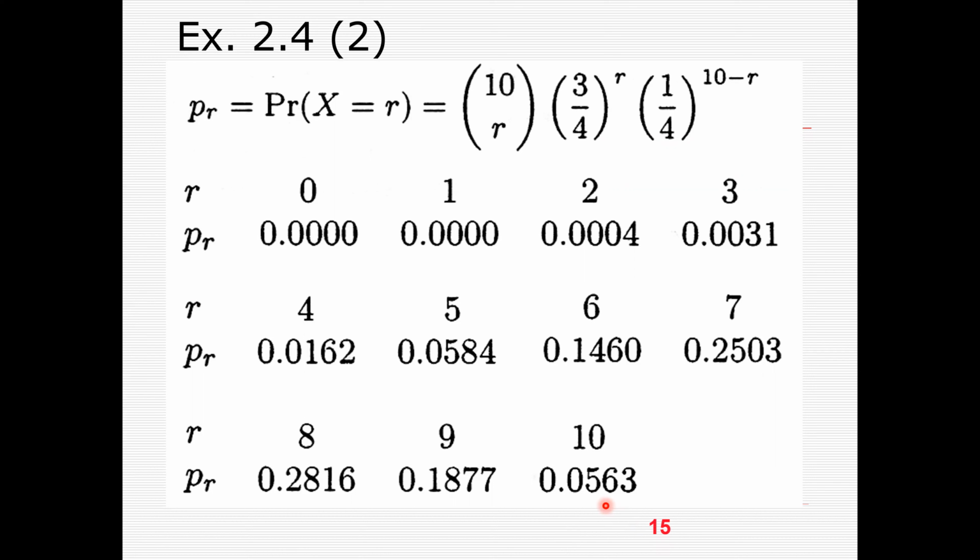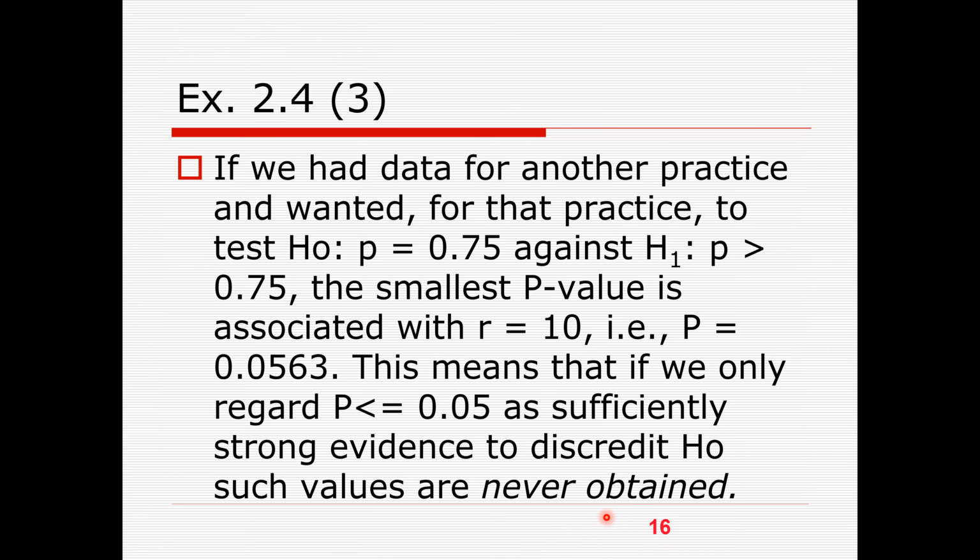0.0563, and it's even larger than 0.05, our alpha significance level, which means with a sample size of 10, we can never get evidence strong enough against the null. Even the smallest p-value is larger than the significance level. In this case, a sign test is ineffective, right? However, if we increase the sample size from 10 to 20, this problem may be solved. But sometimes we just have a small sample size. So the sign test does not work quite effectively for those small samples.